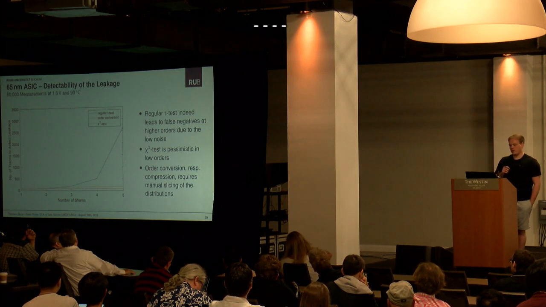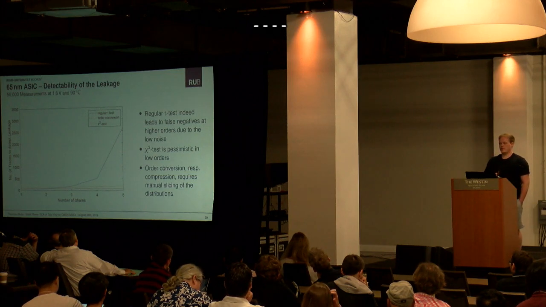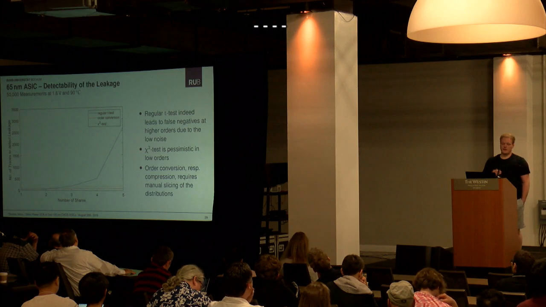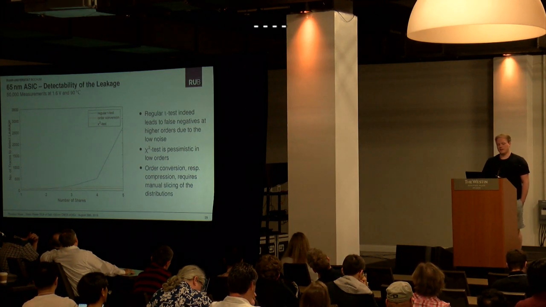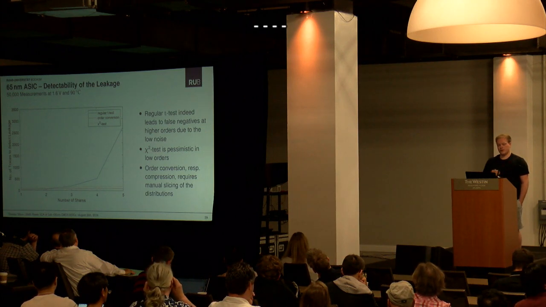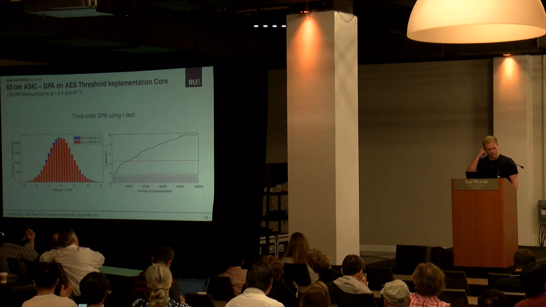Yeah, and we can not only observe this for the fifth order, but it basically looks like this. Even though you have a very low noise, the regular t-test indicates a steep increase in the number of traces needed to detect the leakage when increasing the order, but actually it seems to be more linear from the one share case to the five share case. Now we want to see whether that also holds on measurements that are not single bits.